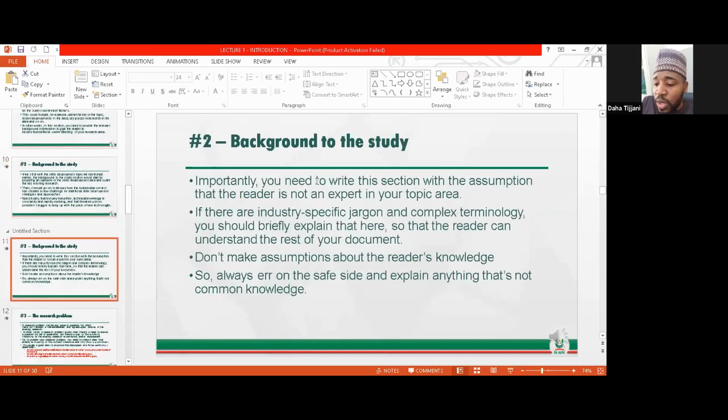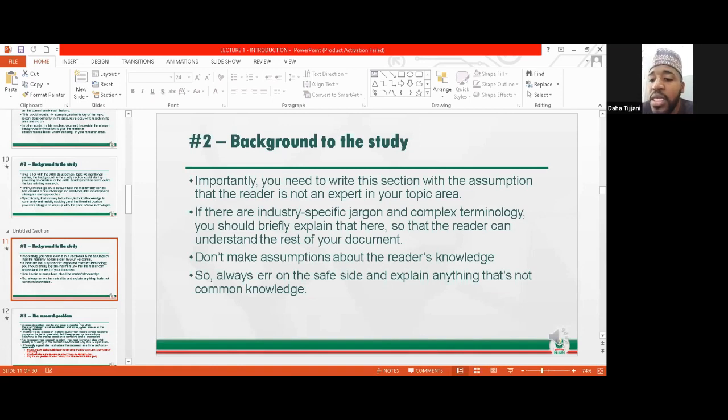Okay. So more importantly, you need to write this section assuming that the reader does not know anything and is not an expert in that area. If there are industry-related terms or words that are difficult for people to understand, this is the best place that you should define what you mean by those words. So do not make any assumption about the reader's knowledge. Just treat them as laymen and do the needful and explain clearly. So it's always better to err on the safe side, explaining anything that is not common knowledge.